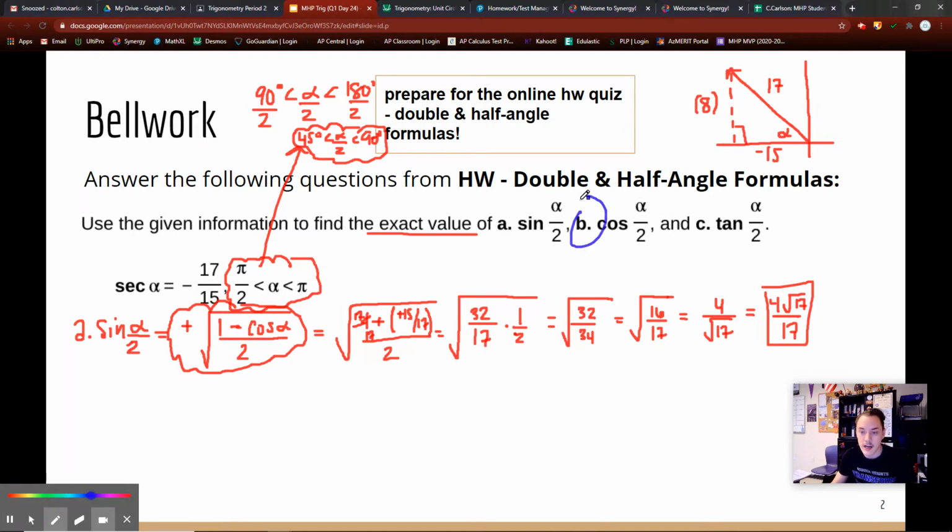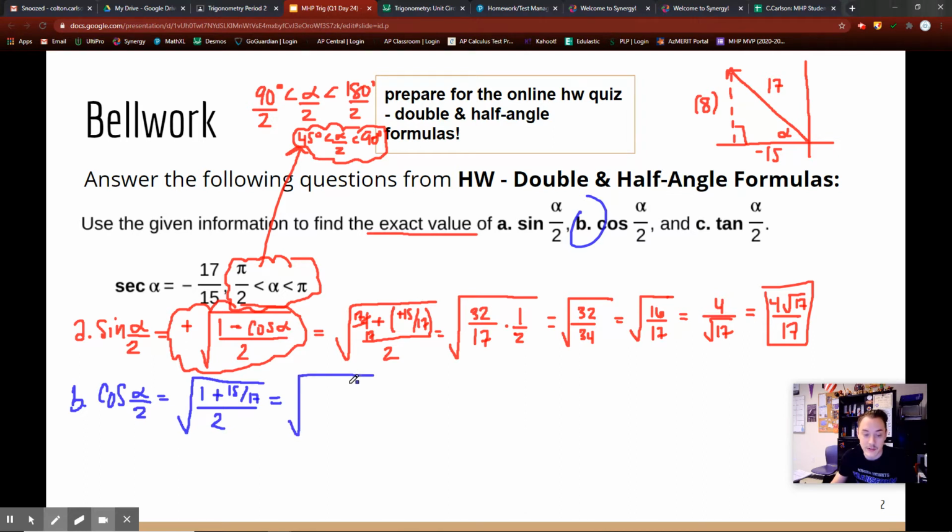Let's do cosine. So B, cosine alpha all over 2. I still get the positive. Now, I'm not going to give you the formula here. All you guys need to know is that it's going to be positive cosine instead of negative. So positive, this is going to be 15 all over 17. I am going to skip around, so try to pay close attention.